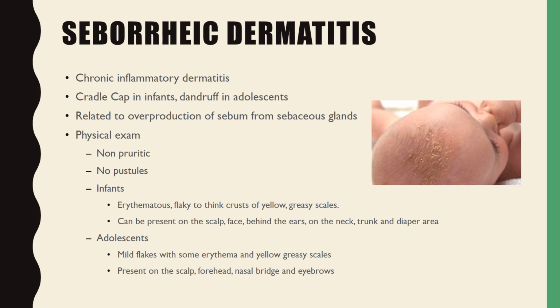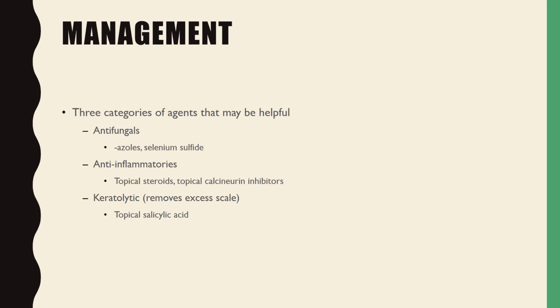In infants, you can see an erythematous, flaky to thick crust of yellow, greasy scales. It can be present on the face, scalp, behind the ears, on the neck, trunk, and even in the diaper area. In adolescents, you'll see mild flakes with some erythema and yellow, greasy scales present on the scalp, forehead, nasal bridge, and eyebrows. And of course, you'll see the typical white flakes that you see with dandruff.